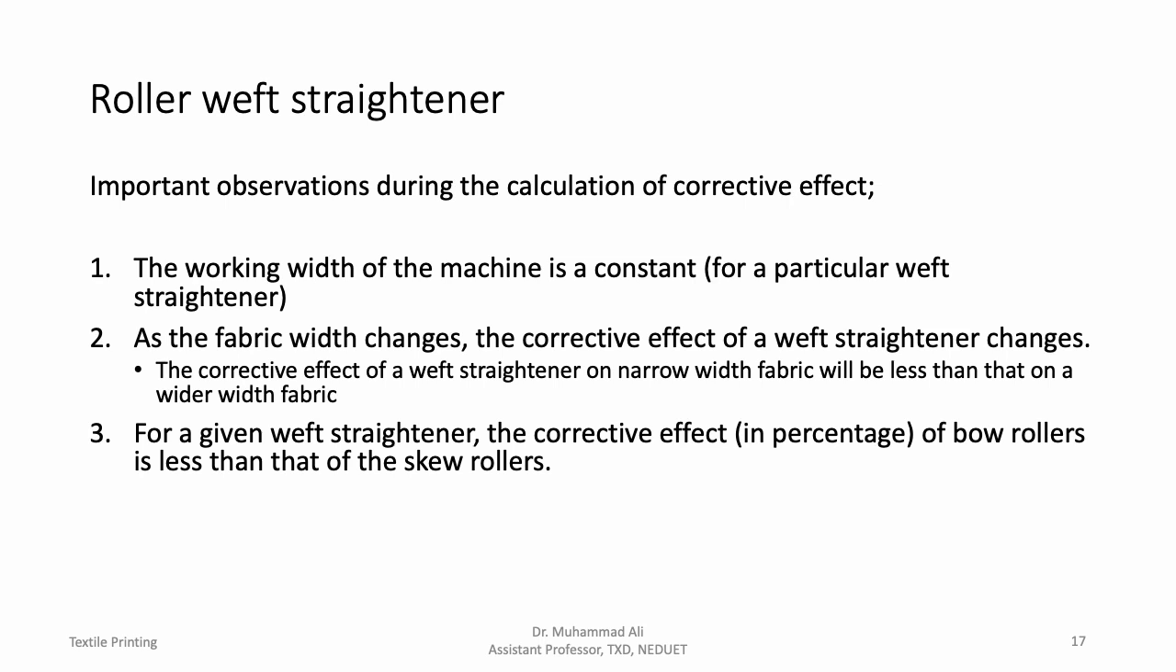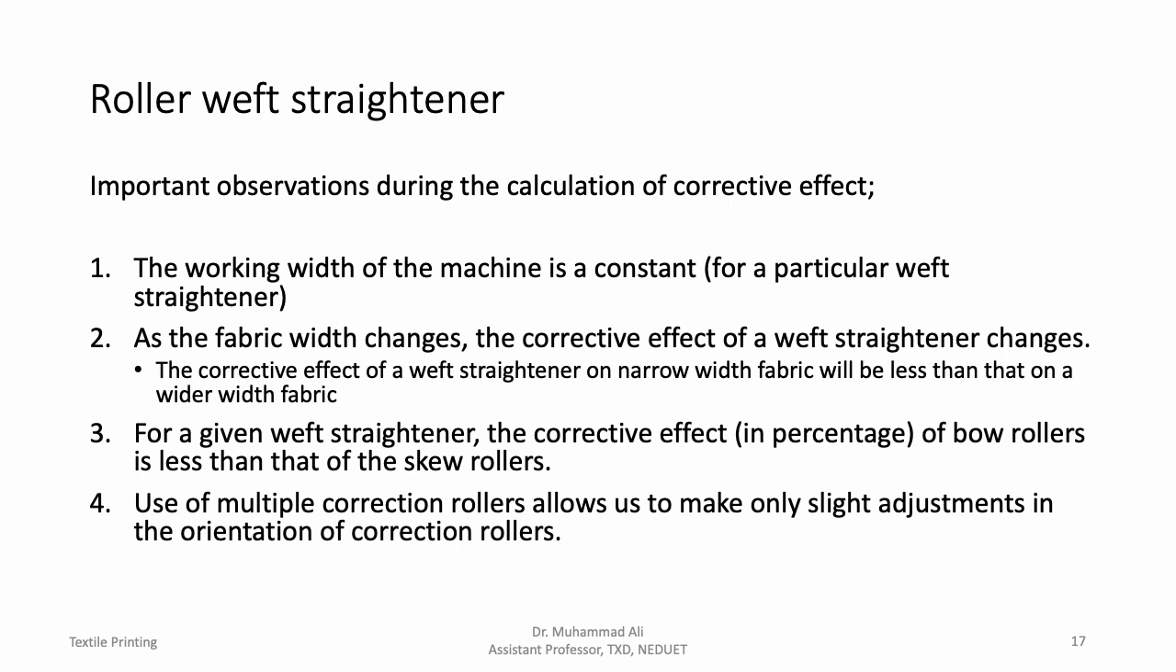There is another thing that you can observe if you revisit the graph of corrective effect percentage, and that is that for any given weft straightener, the nominal width or the working width of the rollers is the same. That is, the working width for bow rollers and skew rollers is the same. However, the corrective effect in percentage of bow rollers is always considerably less than the corrective effect of the skew rollers. All of this has to do with the geometry of the rollers and the way they work.